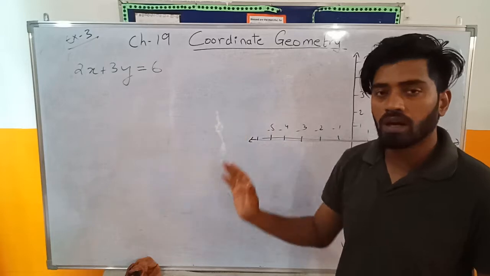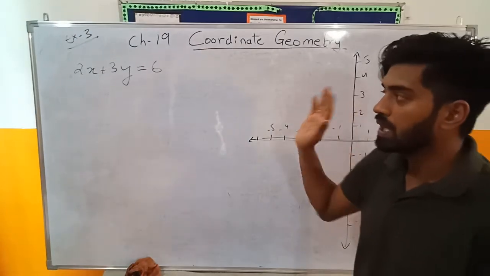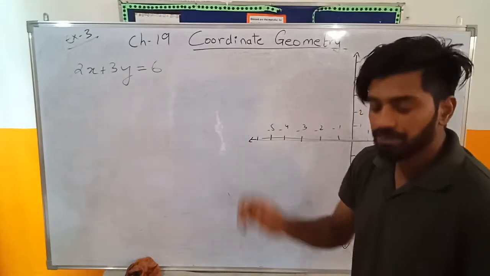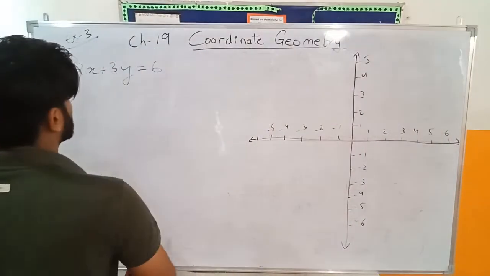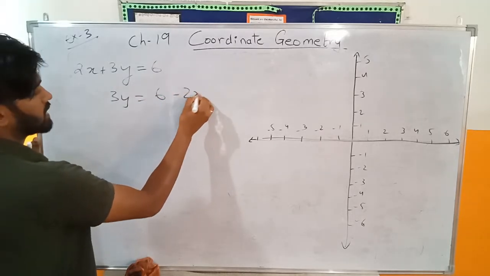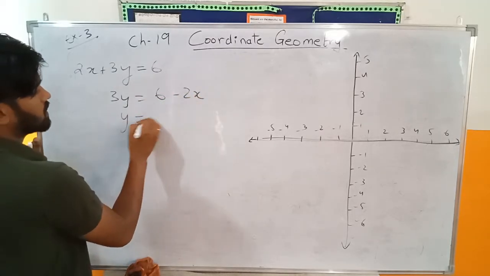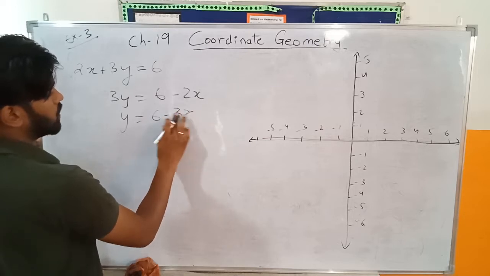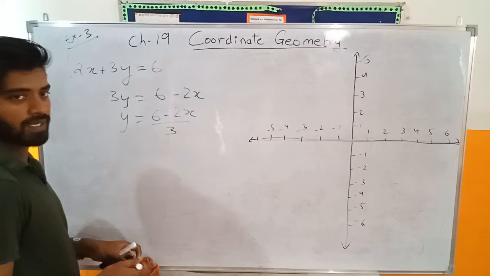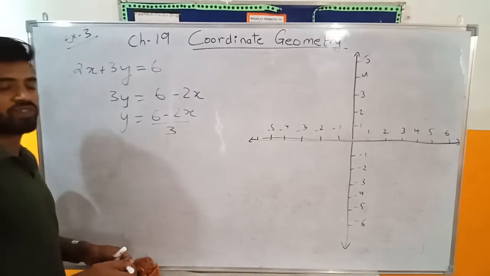But first I'm gonna make sure that I draw this on this graph. And how to draw this you already know. I have to shift everything on the other side. So 3y is equal to 6 minus 2x, and y is equal to (6 minus 2x) over 3. Is that okay? So everything has been shifted over there.